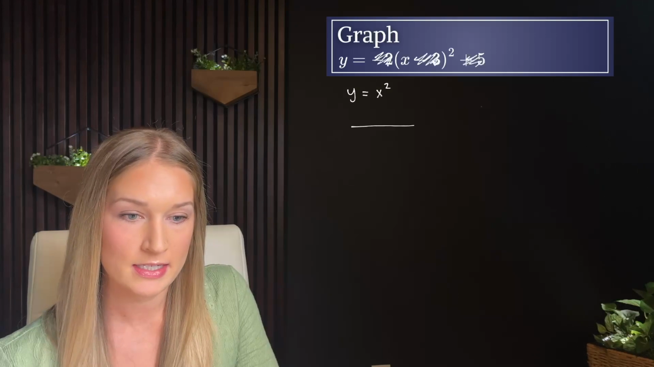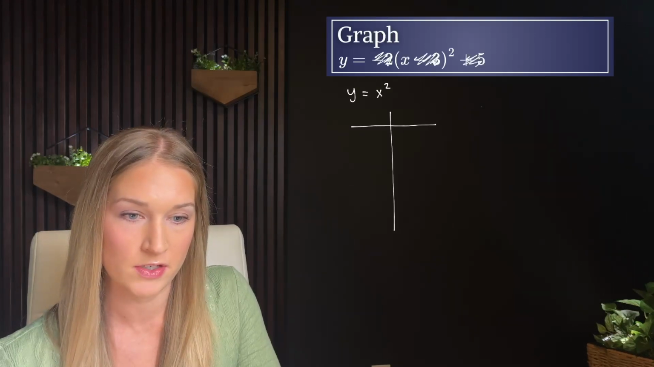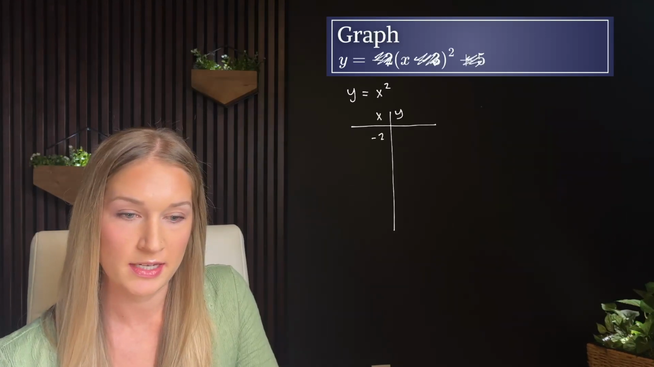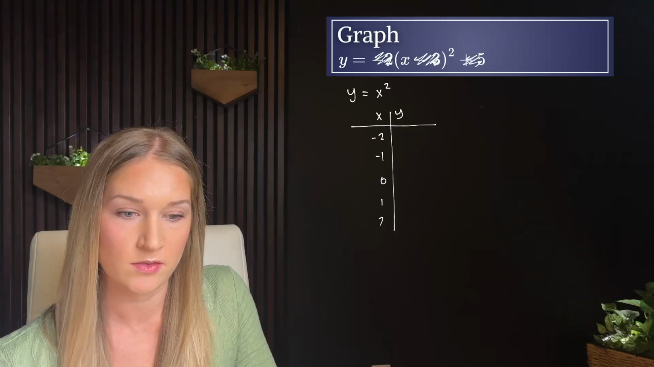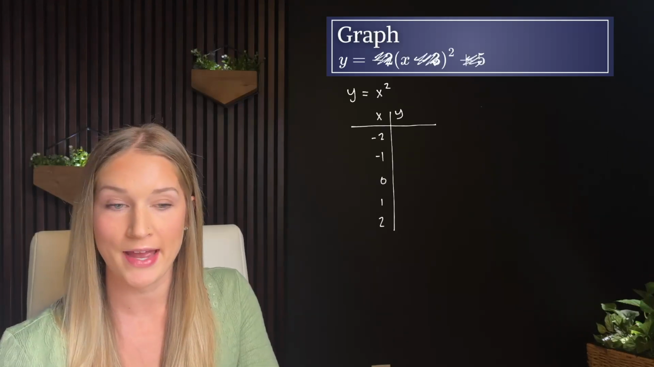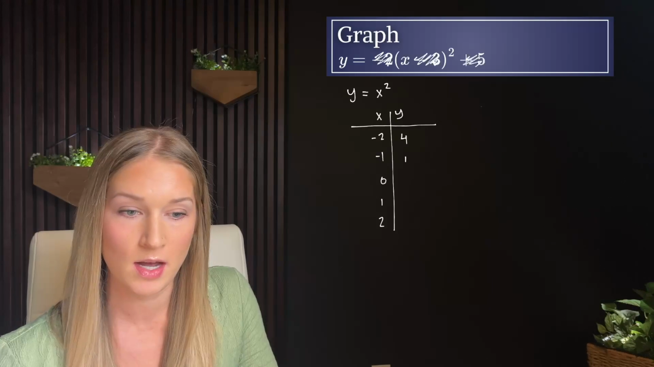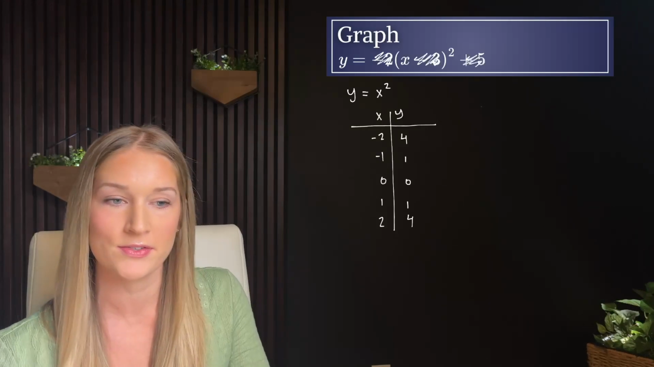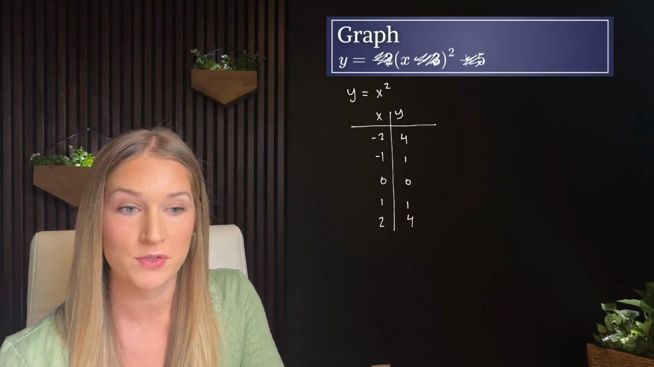I'll create a table for that parent function. Usually we just plug in the values -2, -1, 0, 1, 2. If I plug those in for x, all I'm doing is squaring them to get y, so I end up with these y values. But now we're going to apply transformations.